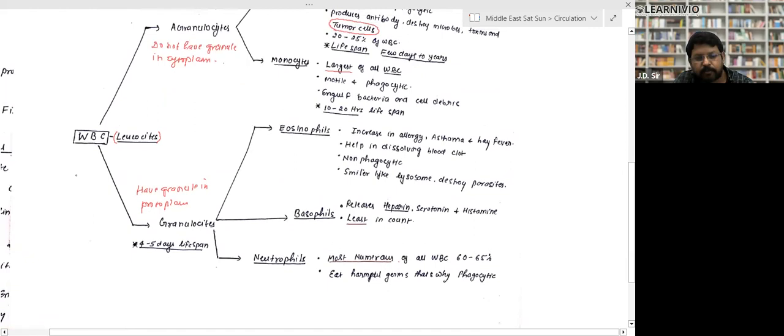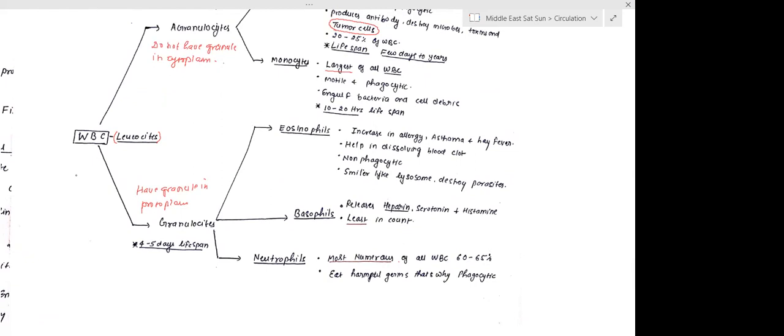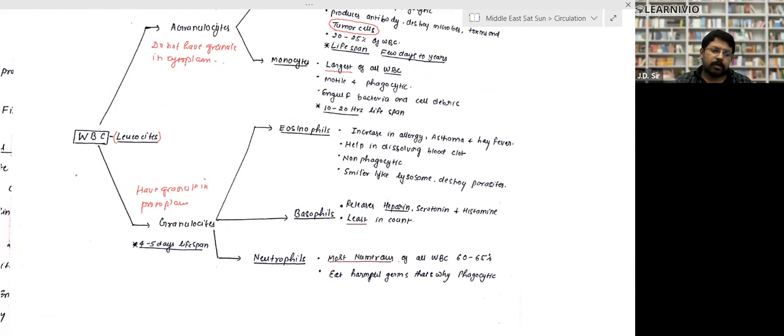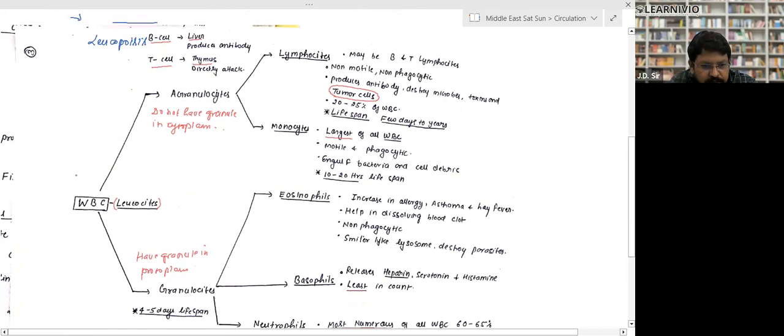Sir, what's the difference between leukocytes and lymphocytes? Leukocytes which leak out of the blood capillary and keep roaming with the help of lymph are called lymphocytes. They are a type of WBC. Take this screenshot. First, take the screenshot of this one. Then, next.